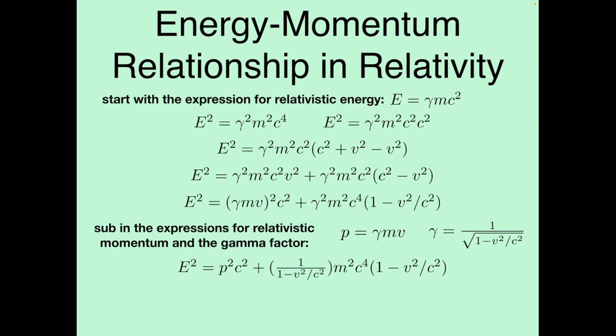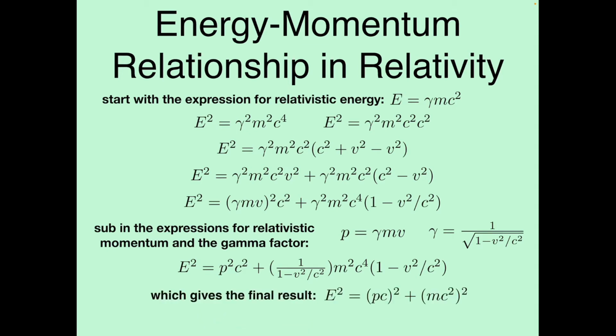E squared is equal to P squared C squared plus, so we have the gamma squared here, which means I undo the square root, 1 over 1 minus V squared over C squared. And then I have M squared C to the 4th here. And then 1 minus V squared over C squared. But here's the thing. This term in parentheses cancels with this term in parentheses. So now we have something really simple.